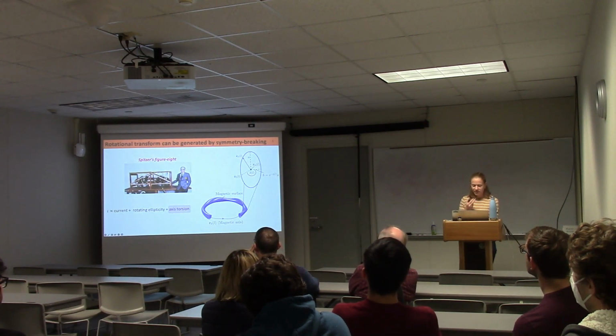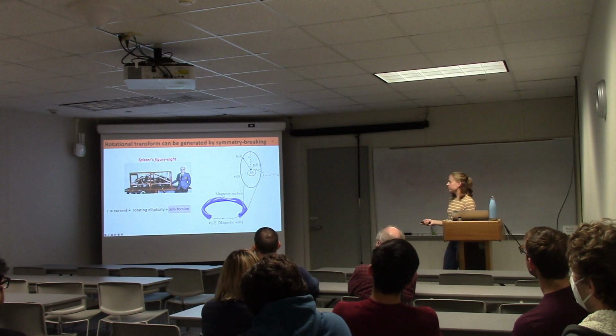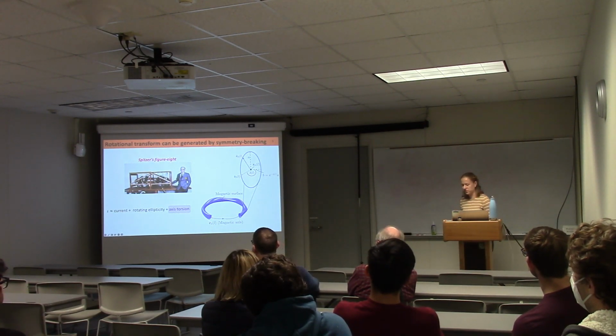And there's another mechanism which is called torsion of the axis. Torsion is a measure of the non-planarity of a given curve. So we have this curve, the magnetic axis, that is enclosed by all of these nested surfaces. And if this curve doesn't lie in a plane, so it wanders in and out, it gives you some rotational transform. This was the mechanism that was used by Lyman Spitzer, who invented the stellarator.